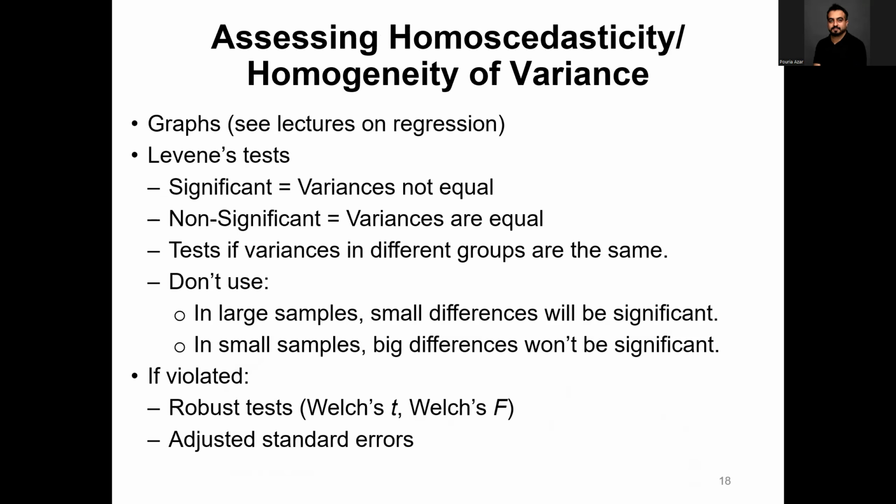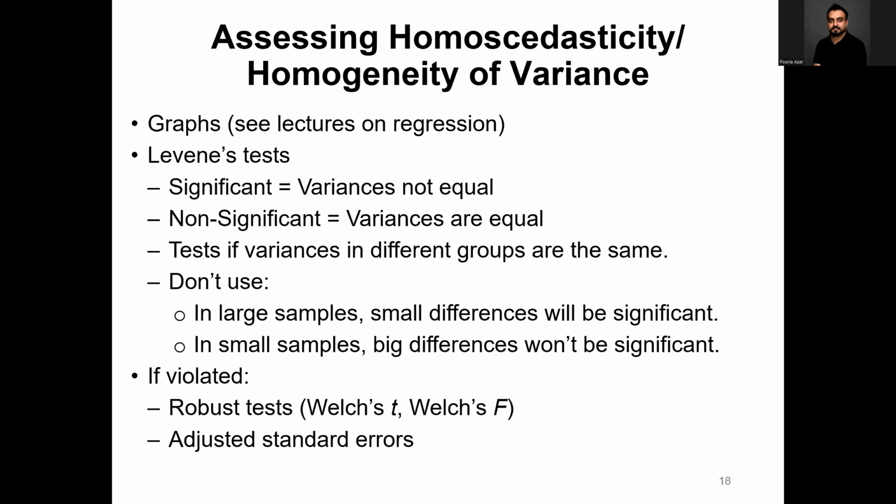So in order to detect homoscedasticity or homogeneity of variance, as I said, there are different methods. We can graph our data set, our variables, in order to detect any kind of violation of homogeneity of variance. We can use Levene's test. So I will show you how to do that, how to do Levene's test. But remember, this is very important. If Levene's test is significant, the variances are not equal, meaning homogeneity of variance is violated.